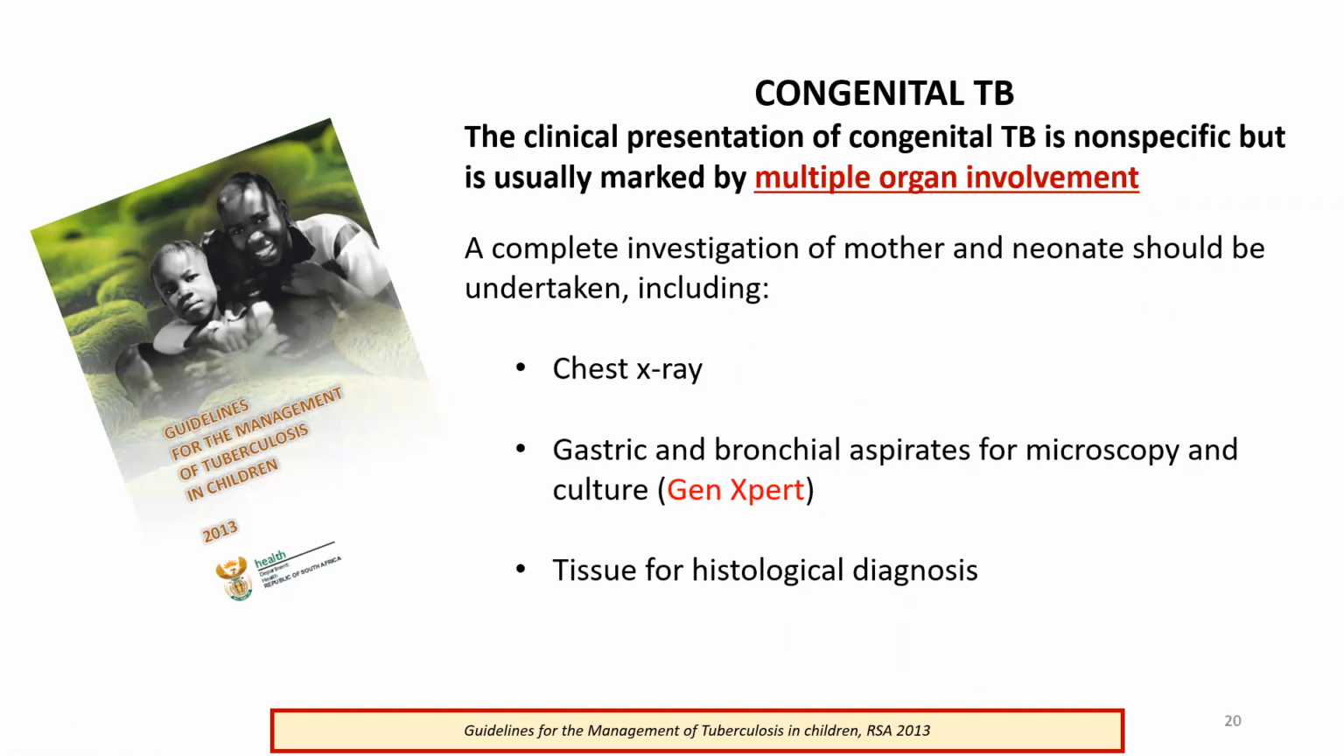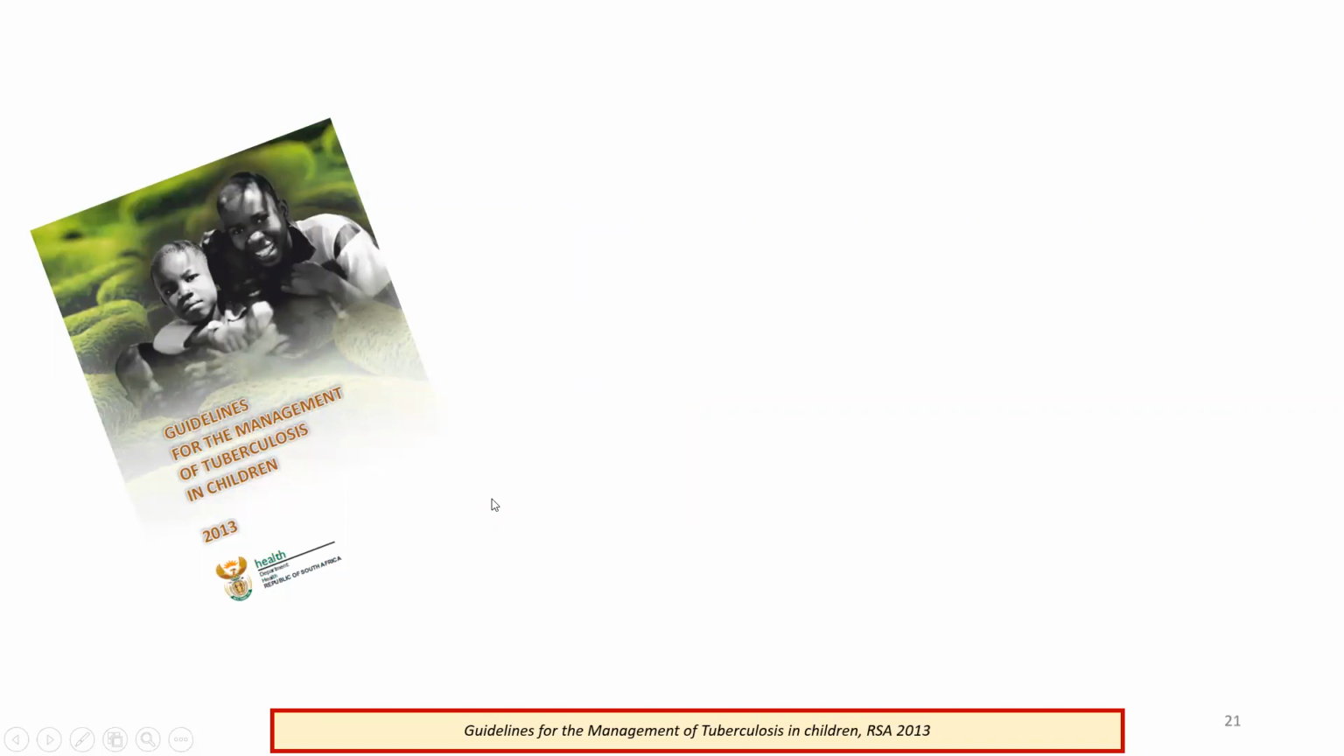In terms of the clinical presentation of congenital TB, it's not specific, as I said, but it's usually marked by involvement of many organs in the baby. So your examination will look at the chest X-ray of the baby, and you do some gastric or bronchial aspirates. You take them for microscopy and culture, and also GeneXpert. You could also take tissue from the baby for histological diagnosis. Those are some of the measures you have to take to exclude congenital TB in a child before you offer IPT.